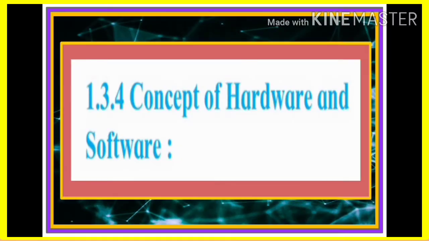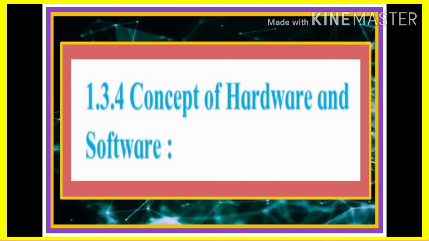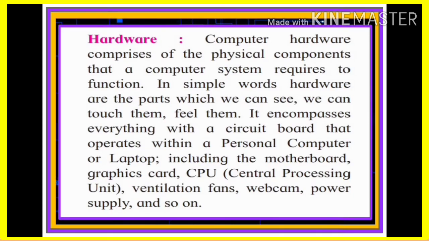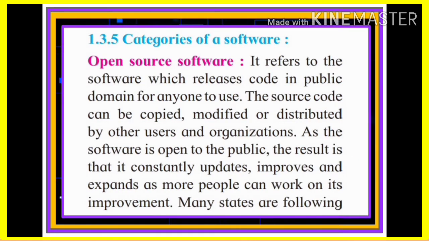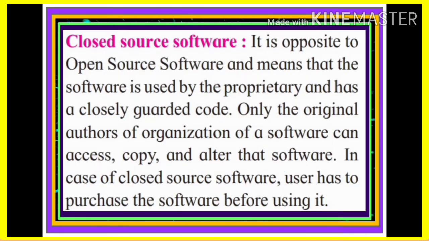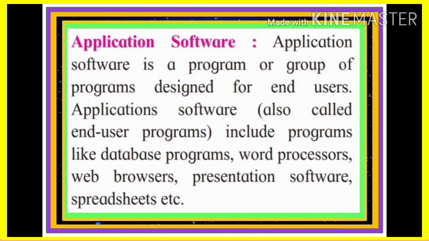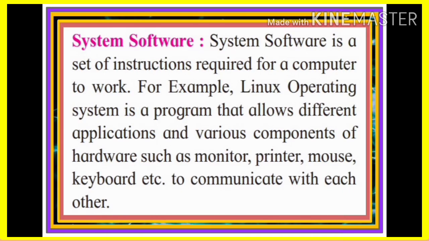In this part, we have discussed the concept of hardware and software. What is hardware? What is software? Categories of software, open source software and closed source software. Also, we have seen the concept of application software and system software.